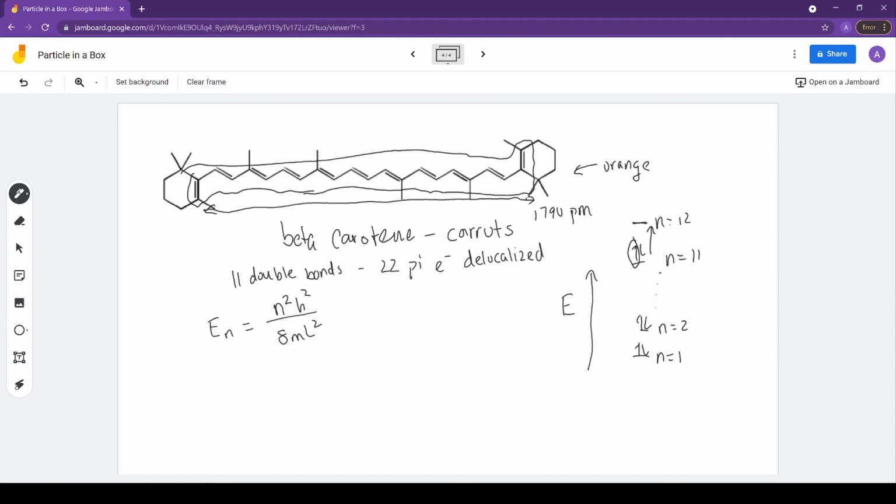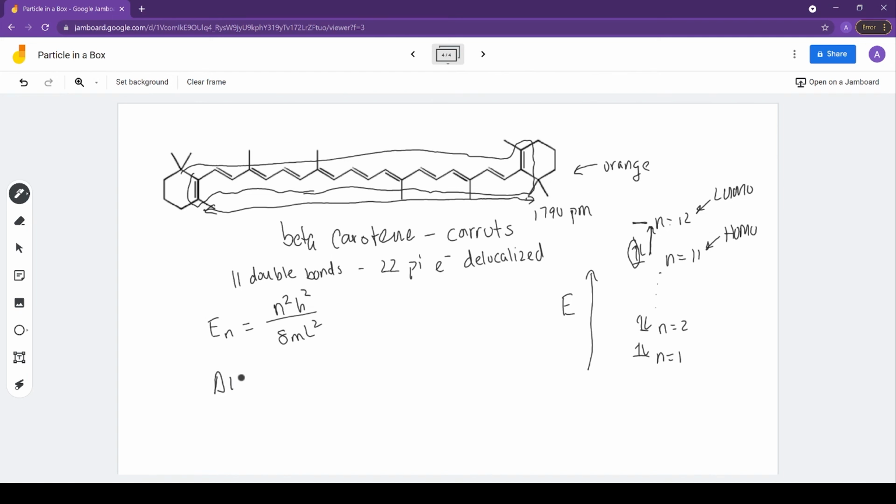This is exactly like Planck, what we talked about, where the difference in energy is proportional to the frequency. Some frequency is going to be absorbed, and the electron jumps up to n equals 12. This is what we call the HOMO, the highest occupied molecular orbital, and this is the LUMO, the lowest unoccupied molecular orbital. When light shines, a certain frequency is absorbed, and an electron from the HOMO jumps up to the LUMO. So basically what we want to find is the energy difference between the HOMO and the LUMO, and see what frequency that corresponds to.